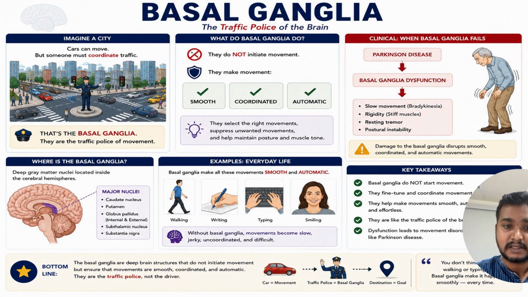Now let's connect this to the clinic. When the basal ganglia are damaged, movement becomes abnormal. In Parkinson's disease, loss of dopamine causes bradykinesia, muscle rigidity, resting tremor, and postural instability. The patient wants to move, but the movements become slow, stiff, and difficult. So remember this one high-yield rule. The cerebral cortex decides to move. The basal ganglia make that movement smooth. Think of the basal ganglia as the traffic police of the brain. They don't drive the car, but without them, movement becomes disorganized.